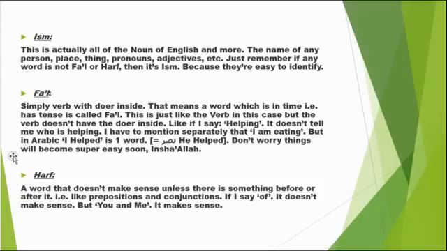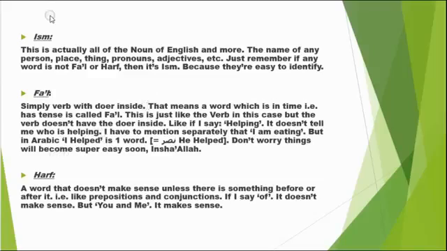Actually, all these words are separate studies. Ism is a big deal. We'll be in ism for a pretty while. Fa'al is also a big deal. Harf is actually not a separate subject. We will learn harf along with ism and fa'al together, Insha'Allah. So that is how it works.